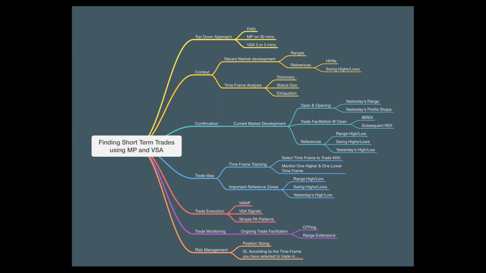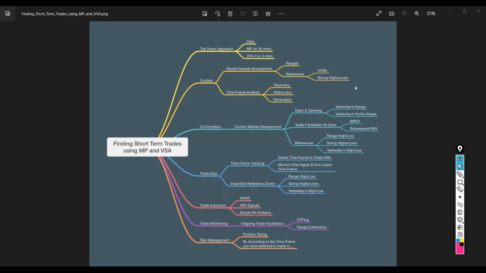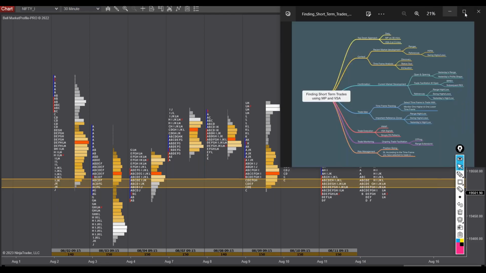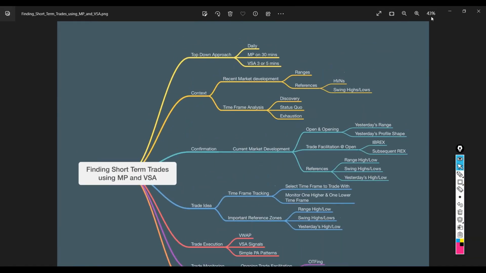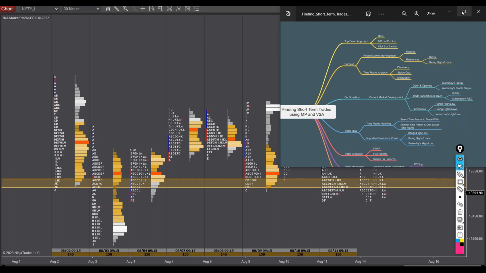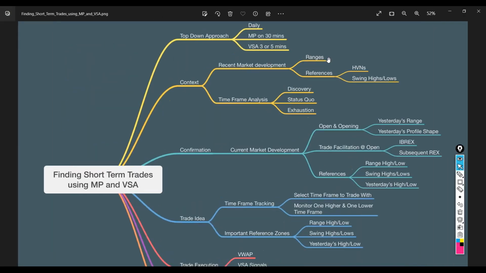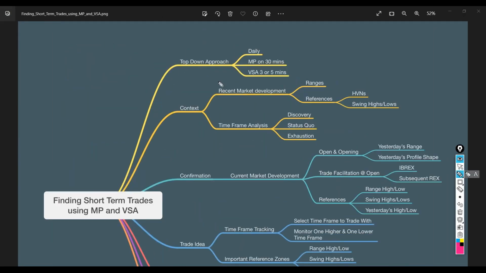So let us start from step one, that is at the top, and then move down to the last step, and then we will go on to the charts and try and find some examples for the same. Okay, I hope you can see this. Let me see if I can make it a little bigger. Okay, so let us start with the first step.